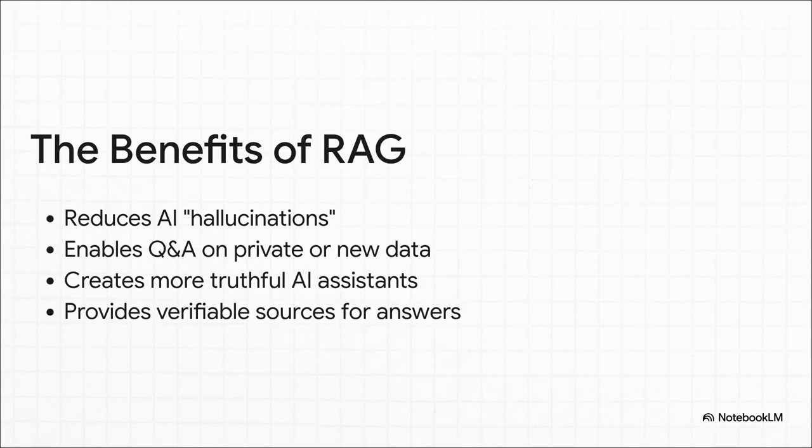It also lets you build systems that can accurately answer questions about your own private data or about brand new information. What you're really doing is transforming a general-purpose AI into a specialized expert, one that's safer, way more truthful, and can even show you its work by citing its sources.